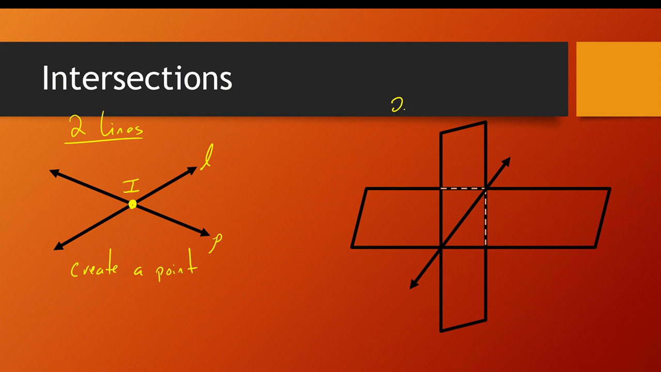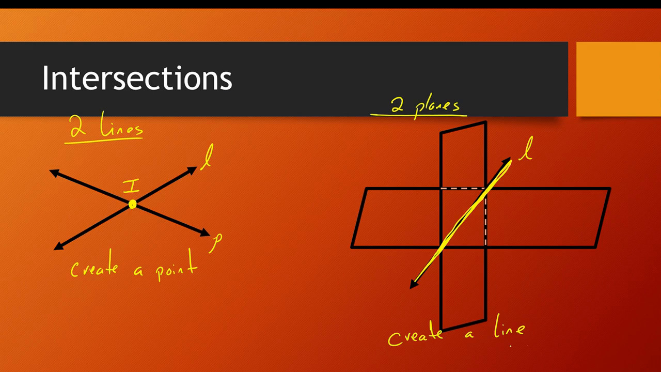Now it's a little bit different when we have two planes. Think about it this way: if you take two papers, pretend those are two planes, and you were to cross them together, if you were to intersect them, the outline that they make is a line, right? So this line right here is the intersection of both of these two planes, and we'll call that line L as well. And so when two planes intersect, they create a line, okay? And that's going to be very important. When two lines intersect, they create a point. When two planes intersect, they create a line.